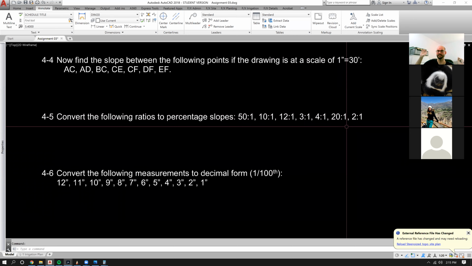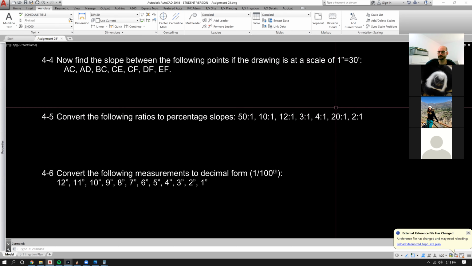basically all you're doing is dividing 1 by whatever number is on the other side of that ratio, and that's going to give you a percentage. So if we look at 2 to 1, we're going 2 feet of run for every 1 foot of rise. So if we take 1 and divide it by 2, what does that give us? It gives us 0.5, like 1/2, right? 1 divided by 2 is 0.5. If we move the decimal point over, that's 50%, which makes sense, right? We're going over 2 feet, up 1 foot, that's a 50% slope.